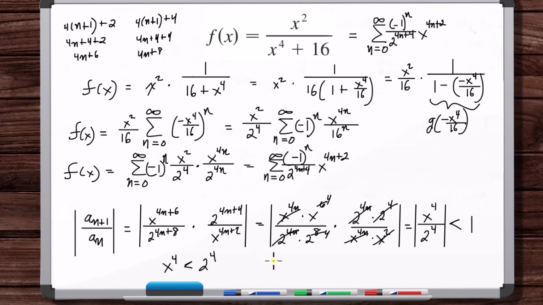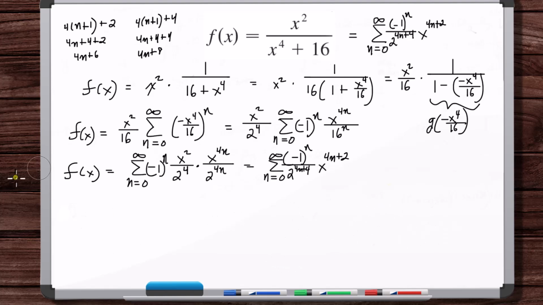So again, we do this in algebra, polynomial and quadratic inequalities. So we want to solve x to the 4th is less than 2 to the 4th. So we say we bring 2 to the 4th to this side.